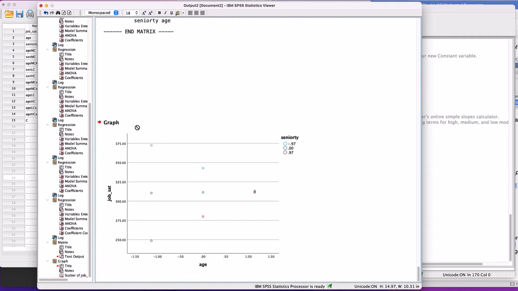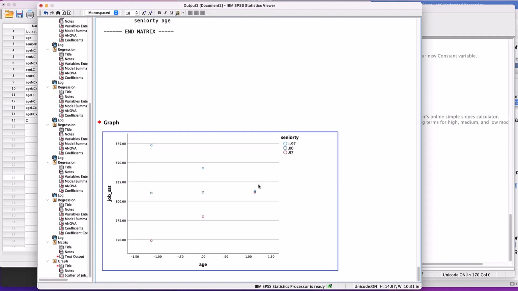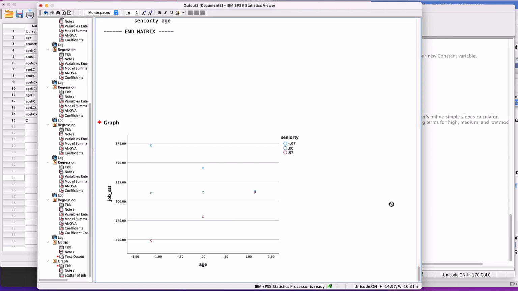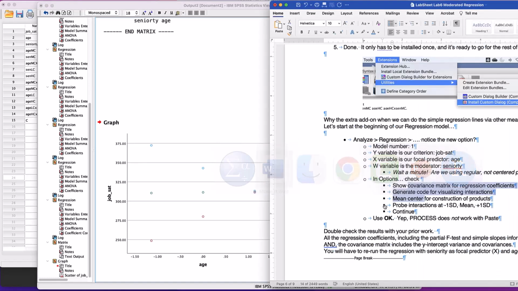Here we go. So it's similar to the one we saw from Preacher, but it doesn't have the lines drawn in. So you have the blue, which is seniority at the low. Right across the middle, which is seniority at mean. And then this with the red dots at high seniority, the relationship between age and job sat. So it gives you some graphs that you can use for your figures. Alrighty, let's take a look at where we're at on the sheet here.